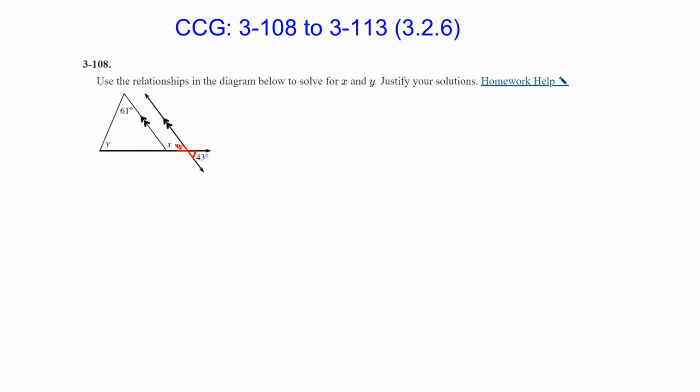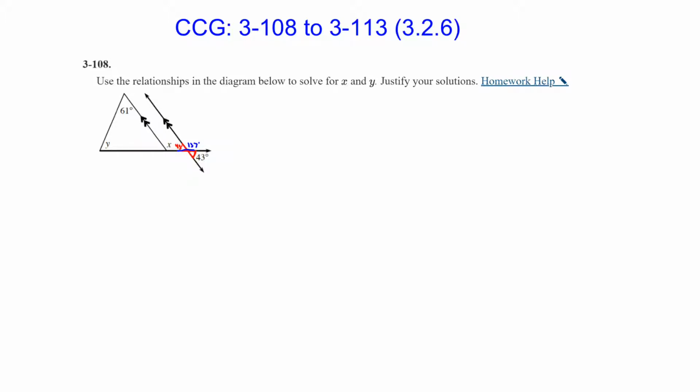We also know that if you have a straight angle, they are supplementary. So 180 minus 43 is 137 degrees. So we also know that's 137.